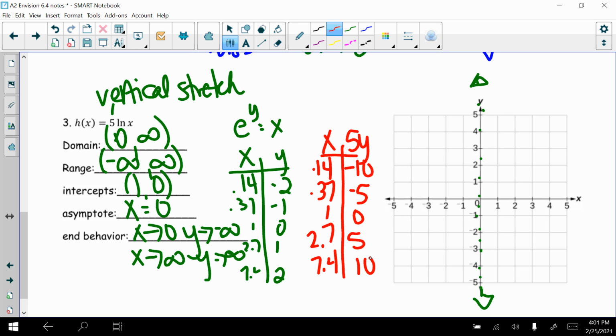So 0.14, we're way down here. At 0.37, we're at -5. 1, 0. 2.7, we're up here at 5. Here, 7.4 would be way up there. So we're just stretching this out.